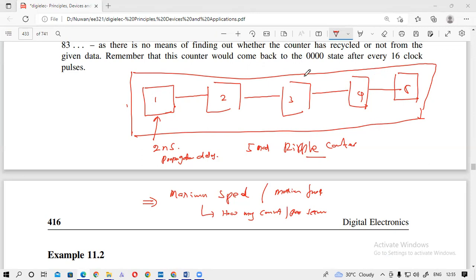0.1. See, is it hertz or gigahertz or what? This is nanosecond.